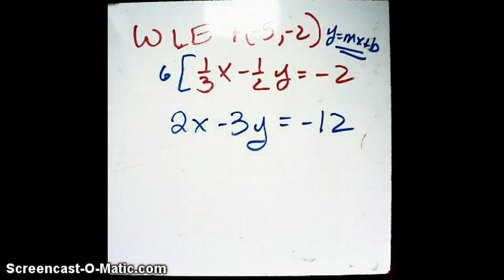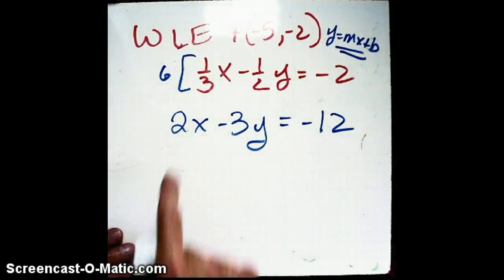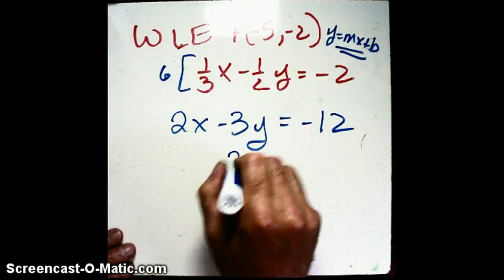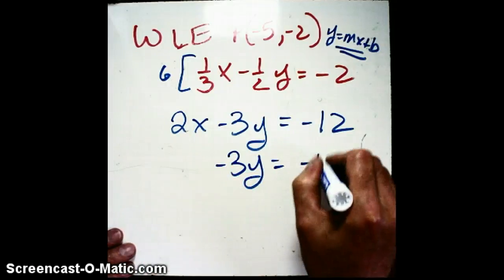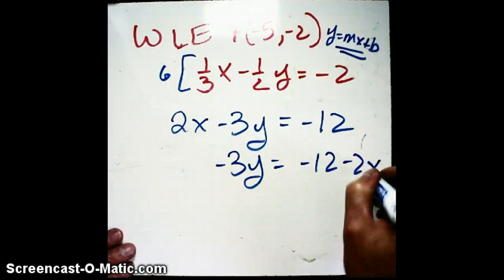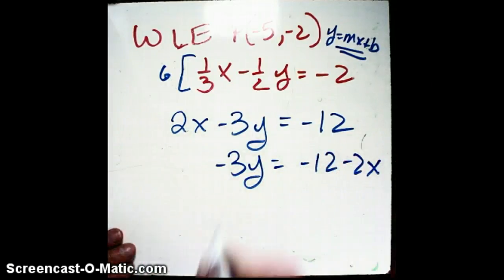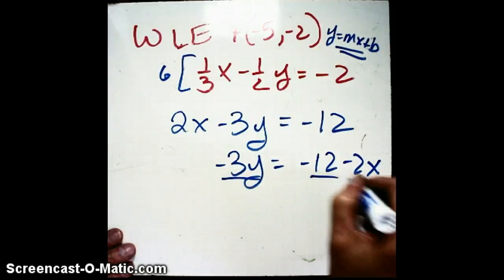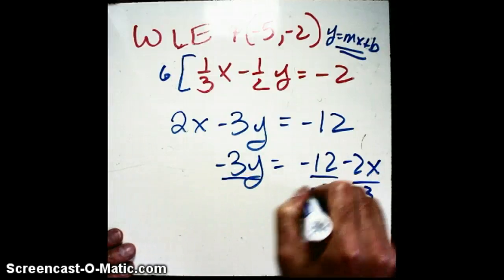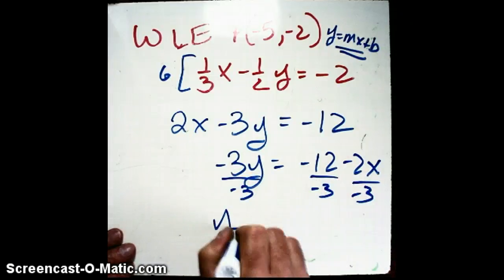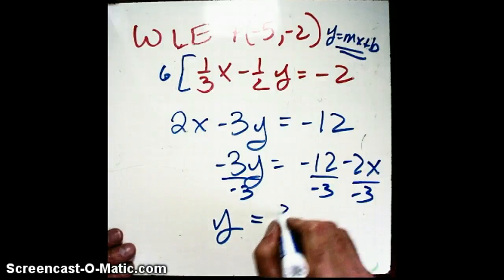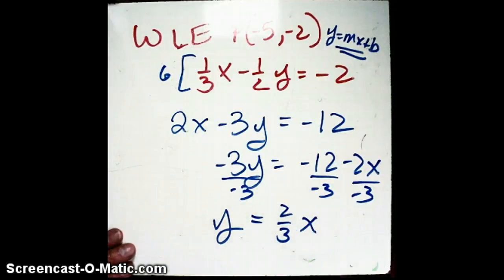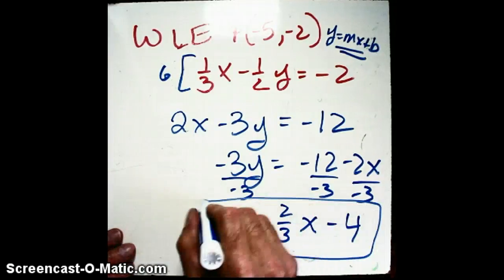I want to solve for y. I'm going to move the 2x to the other side. Then I'm going to divide by -3. Divide everybody by -3. So here I have y is equal to 2/3 x minus 4. Now here's my equation of the line.